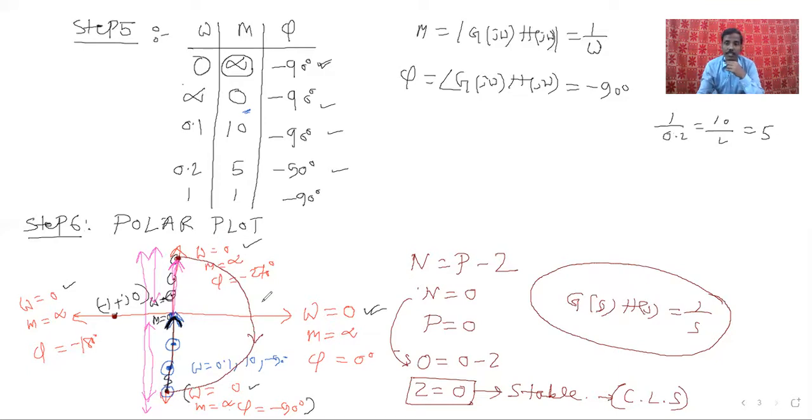This is a type 1 system, and the problem is G(s)H(s) equals 1 by s. And why is this the minus 1 plus j0 point, the critical point? And what is the Nyquist path? Just the basic idea of the Nyquist path and critical point.